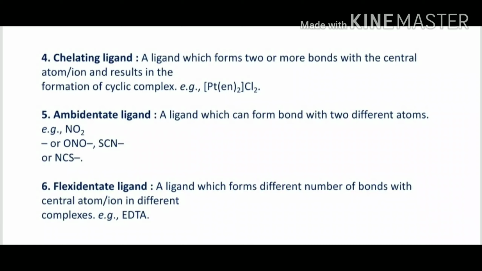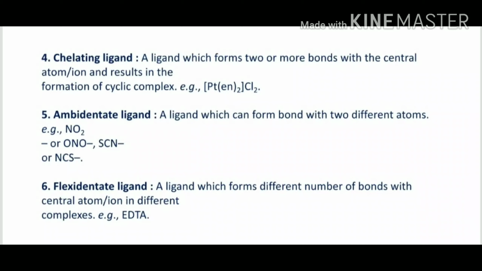The next one is the ambidentate ligand. A ligand which can form a bond with two different atoms. You see there is a nitro, NO2. Here the nitrogen as well as the oxygen are both electron rich. So in some complexes the coordinate bond can be formed through nitrogen, and in other complexes the bond can be formed through oxygen. So this is ambidentate. The same ligand will bond through nitrogen in one complex and through oxygen in another complex. In the same way is thiocyanate.